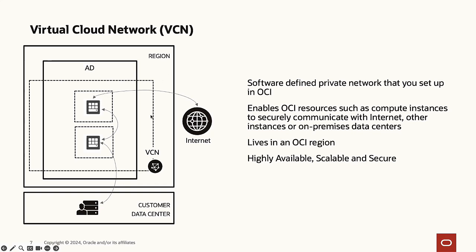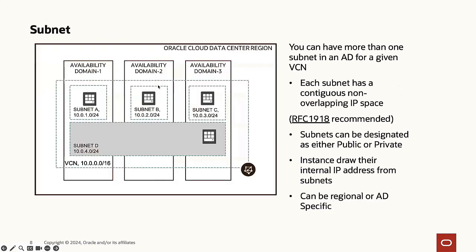The VCN is going to be regional in the sense that it spans all of the availability domains within a region. You can see here that we have one AD, but if there were multiple, like in this next slide, you can see it's a regional construct in the sense that it's going to span all of the availability domains within a region.